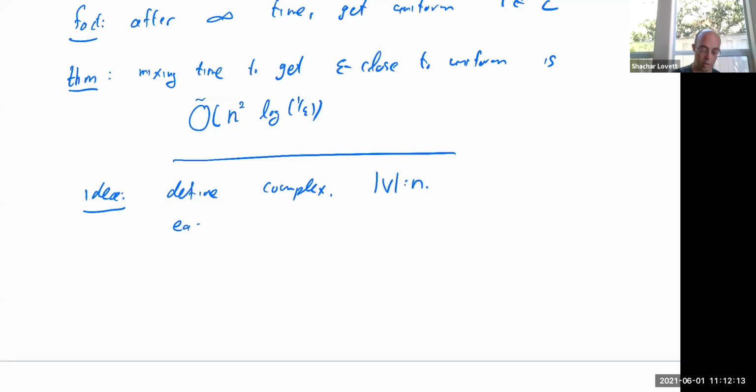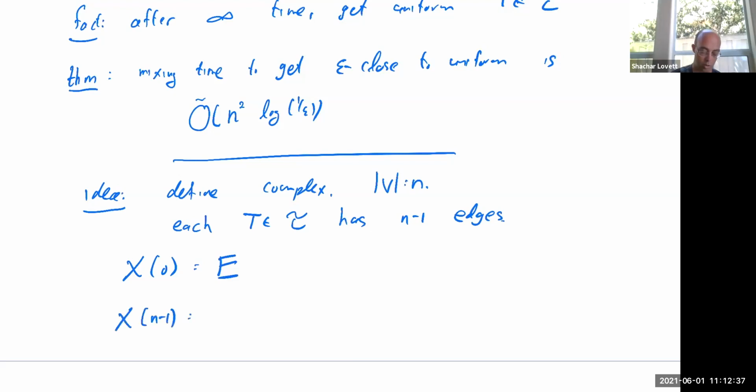So each spanning tree has n minus 1 edges in it. So the complex is going to be n minus 1 dimensional. So we're going to set X0 to be all the edges. So that's going to be the basic elements that we could add. And the top level is going to be basically all the spanning trees. And then we complete it down by containment.